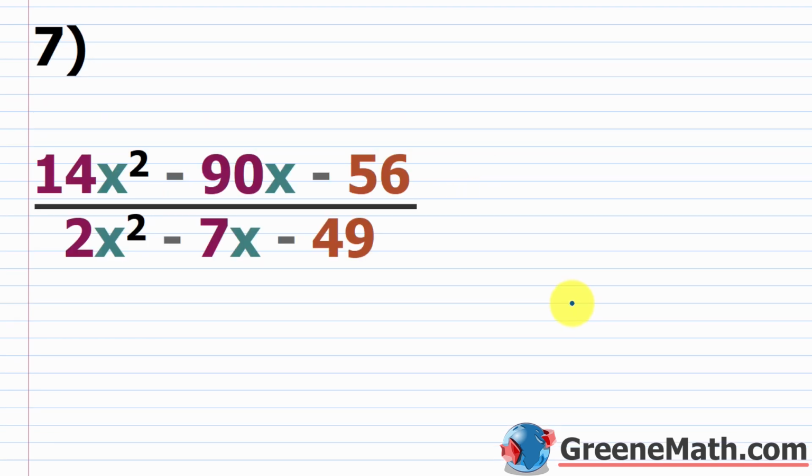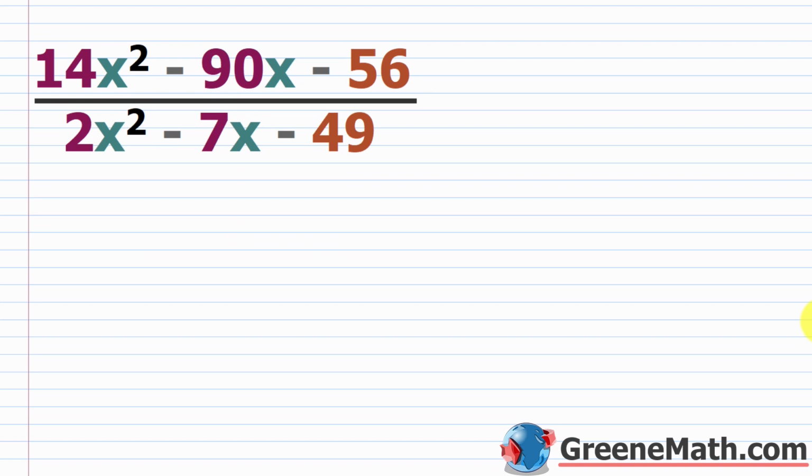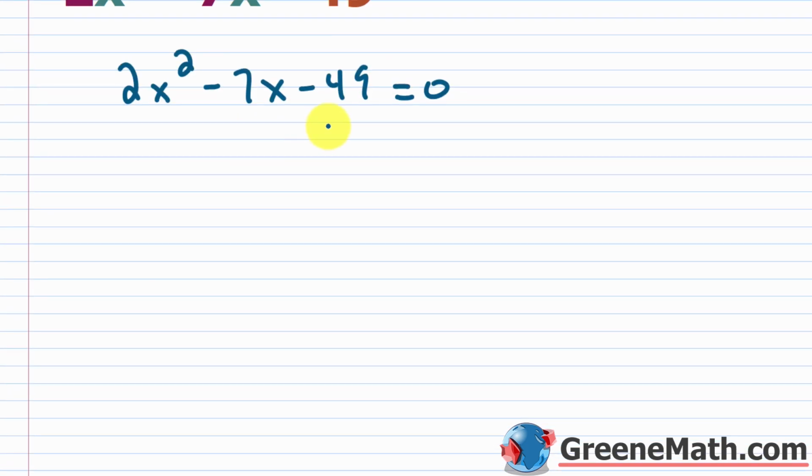All right, let's look at problem number 7. So we have 14x squared minus 90x minus 56 over 2x squared minus 7x minus 49. Scroll down just a little bit here. Again, I'm going to take my denominator, in this case, it's the 2x squared minus 7x minus 49. I'm going to set this equal to 0, and I'm going to solve the equation. Again, the things I'm giving you today, you can factor them and solve them.